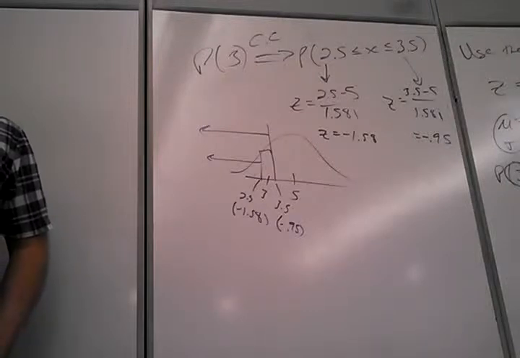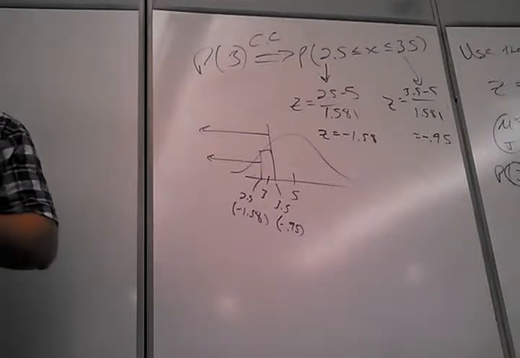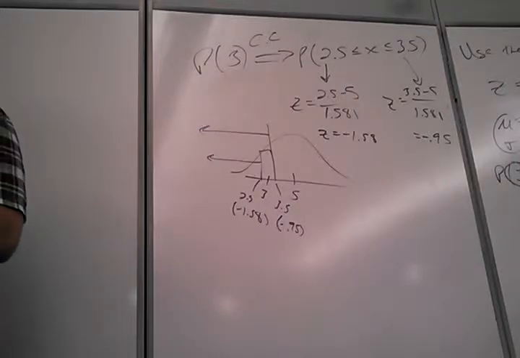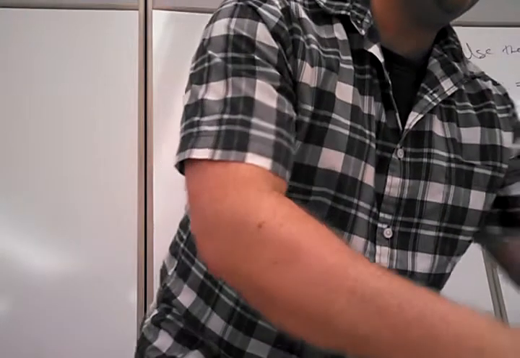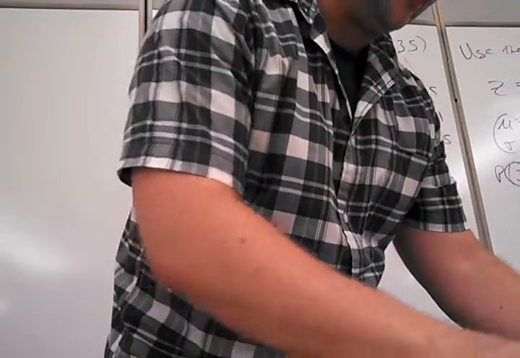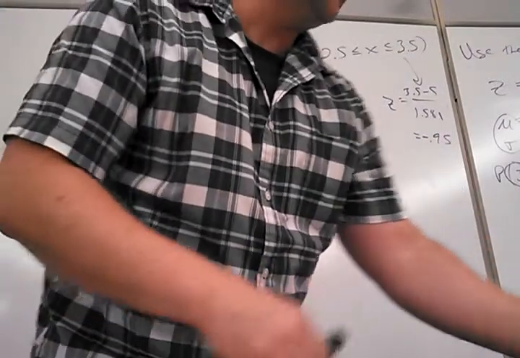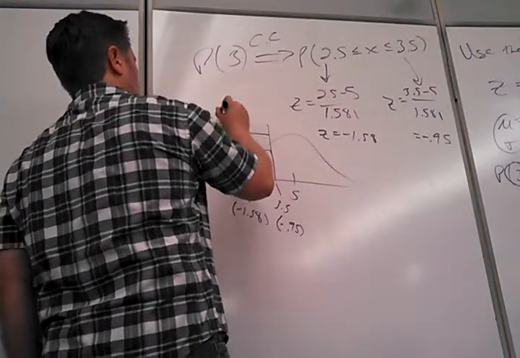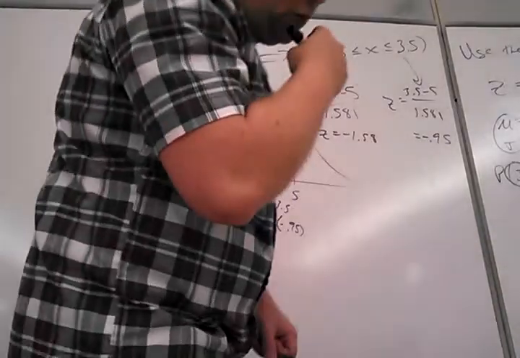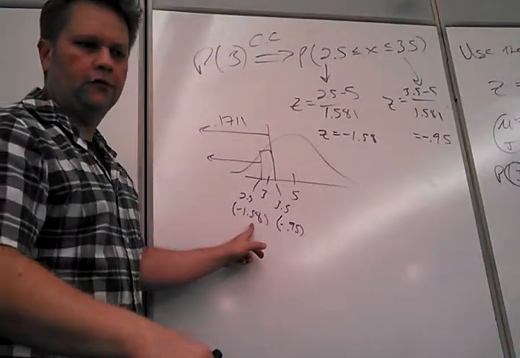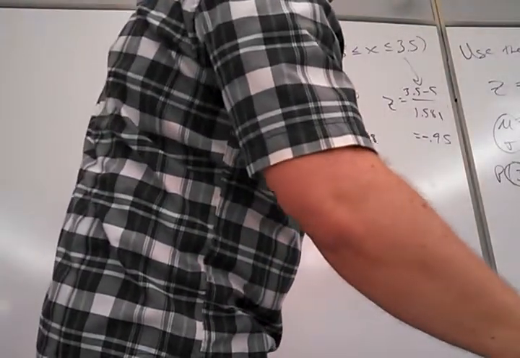I hear rustling. Let's see. So when I look up, what did I ask you to look up? Negative 0.95. Who's got that? 0.1711, I like it. And when you look up negative 1.58, what do you get? 0.0571. So of course, you get the area, and that's just right there.